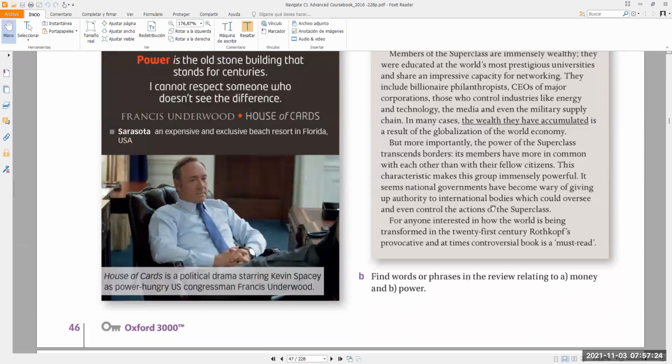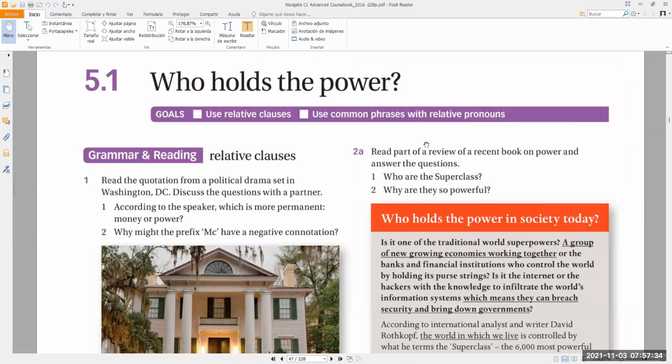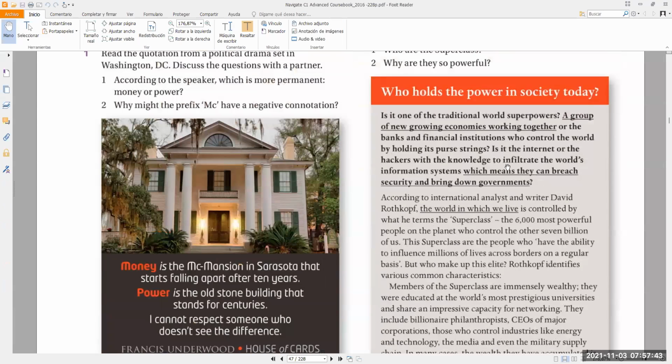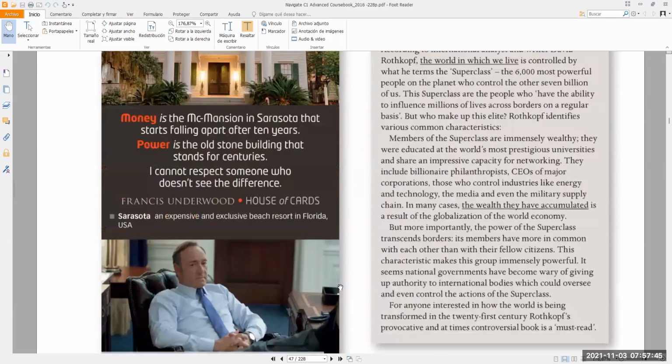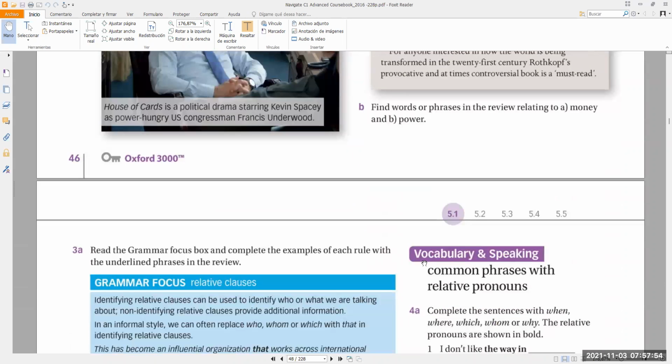And then when we finally answer those two questions, we're going to find words or phrases in the review relating to money and power once again. So those are the two things we're going to do: read the text, answer these two questions, and find words or phrases which relate to money and power, the concepts we are balancing. Okay, so we're going to go over exercises A and B, and we're going to have 10 minutes for that.